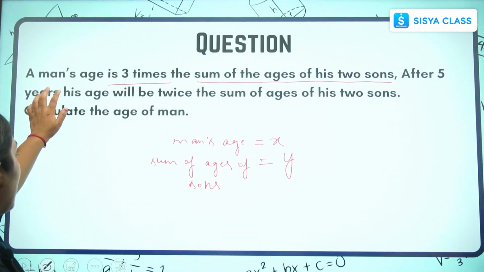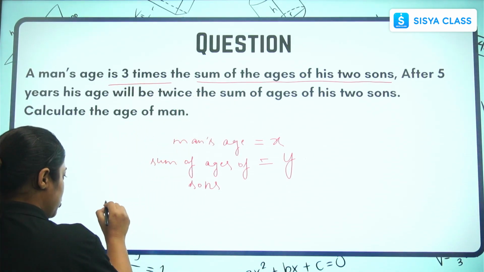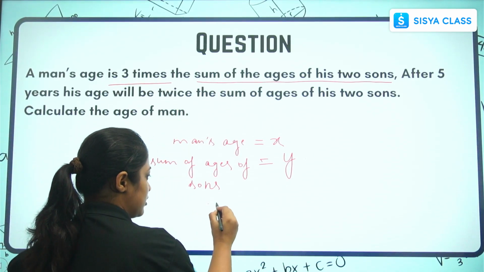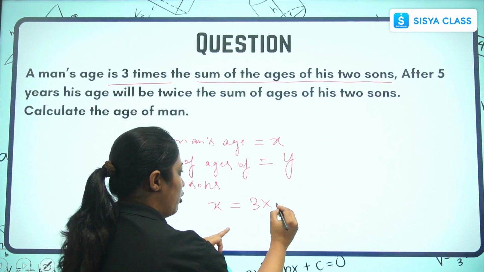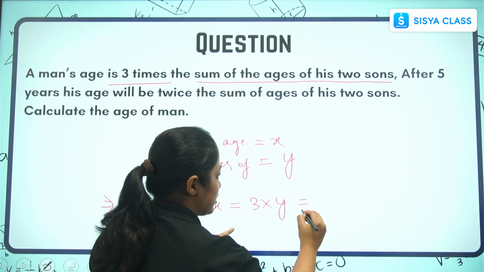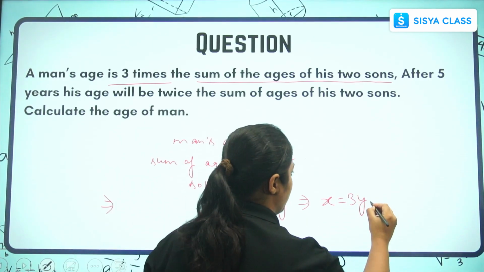Now it is given that a man's age is 3 times the sum of the ages of his 2 sons. That is, x, the man's age, is 3 times the sum of the ages of his 2 sons. So x equal to 3y. Let's suppose this is equation number 1.